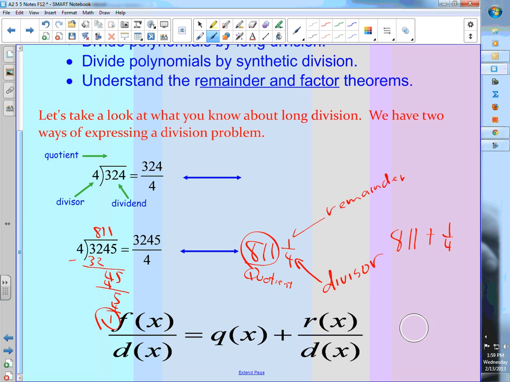If they only ask you what the quotient is, that's all you have to write. Just the quotient. If they want to know what's the remainder, tell me the remainder. But if they want to know what you get when you divide this function by this function, you get q of x plus r of x over d of x.